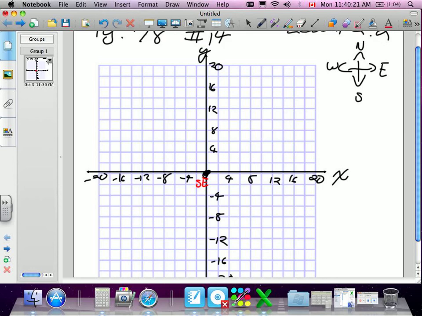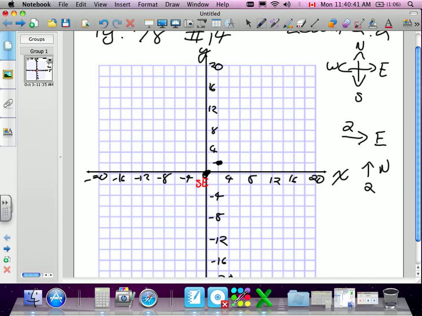And it says the floor drain is at a point 2 meters east. That means 2 to the right. This is the east direction. And 2 meters north. North is up. So 2 units up. So we go up 2 units and to the right 2 units. So here's the drain they speak of.